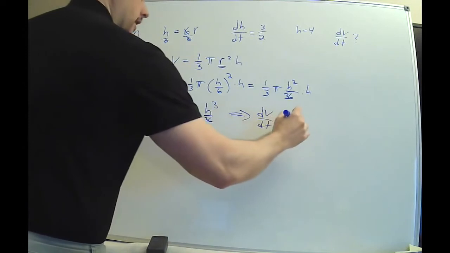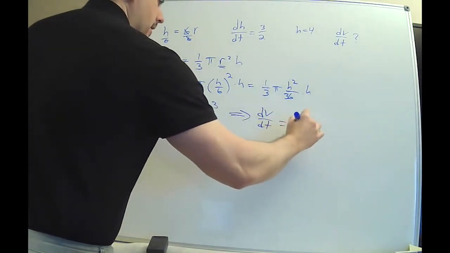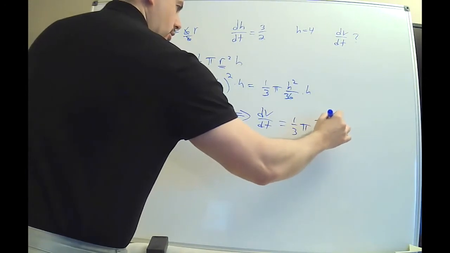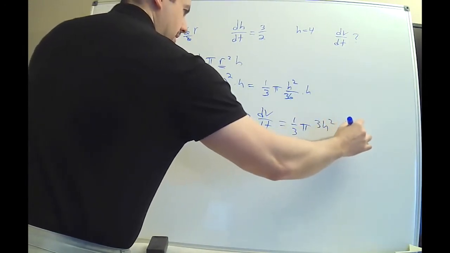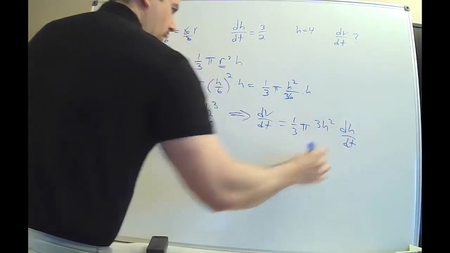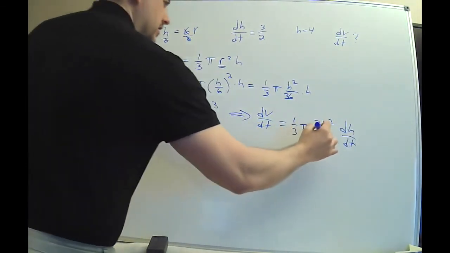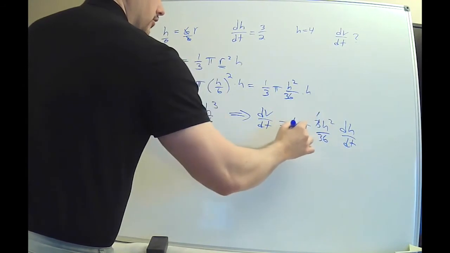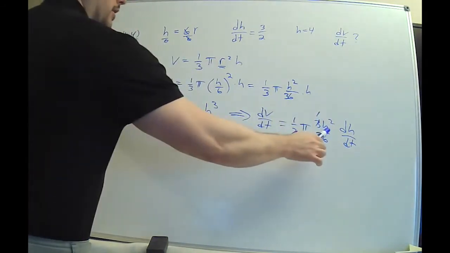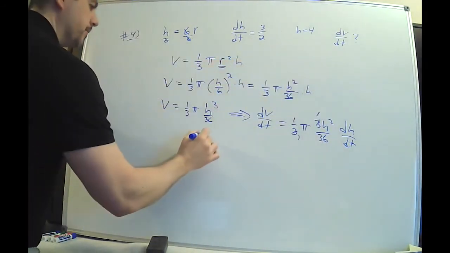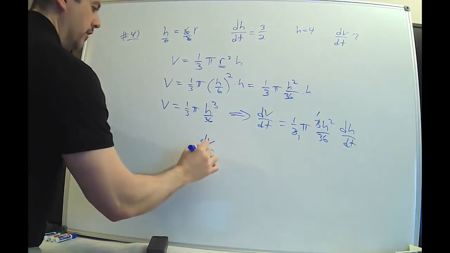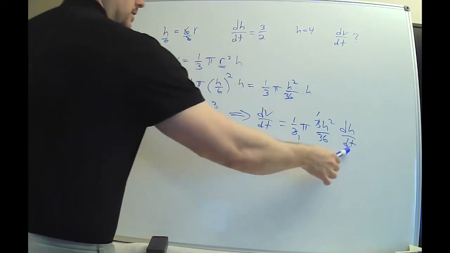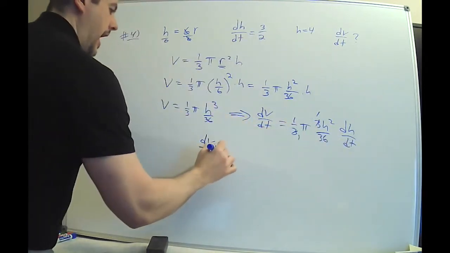Multiply, right? Keep the 1/3 pi there. Derivative of h cubed is 3h squared dh dt, and what's still there? 36 on the bottom. I'm going to knock out this 3 and this 3. I'm going to replace h with 4. The problem is over. It's done. And dh dt is 3 over 2. I have everything I need.